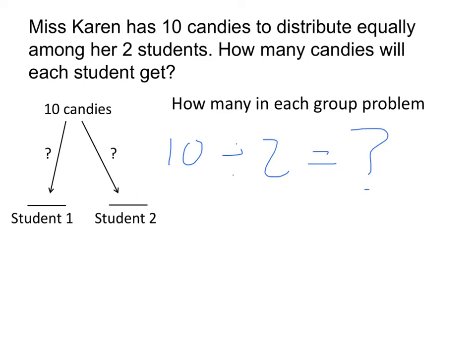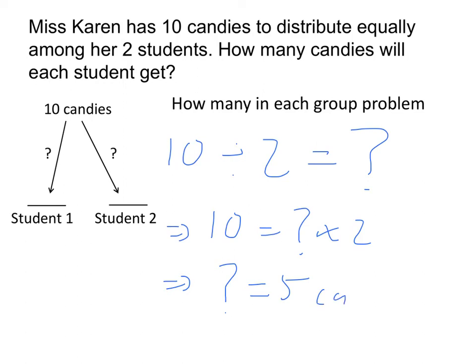Now, this is the same division problem that we just did in the previous problem. We could convert this over to an equivalent multiplication problem. 10 is equal to question mark times 2, and so then we reason through it. Question mark is equal to 5. But now this isn't 5 days or 5 students, this is 5 candies. So there's our answer.